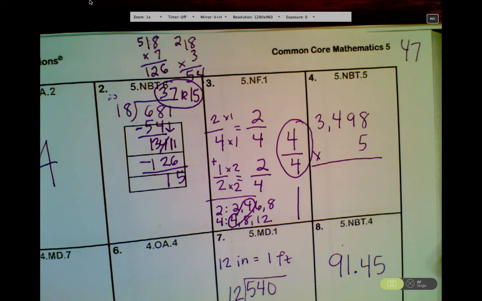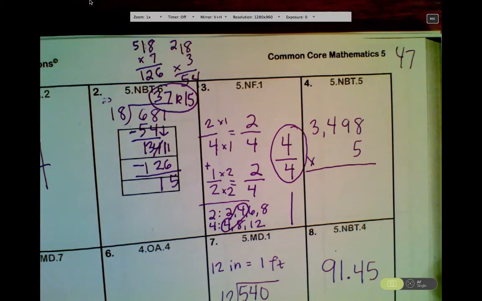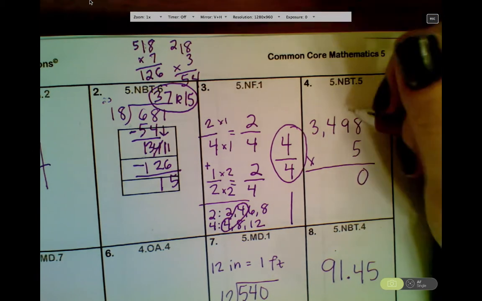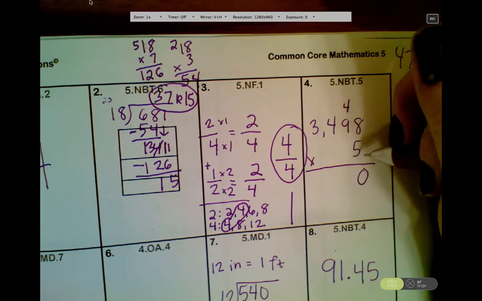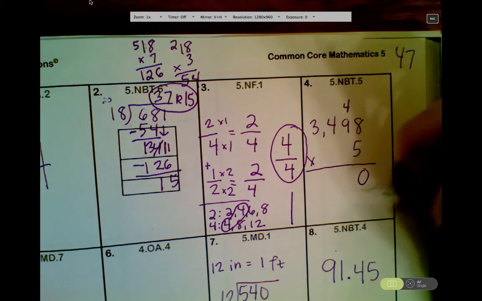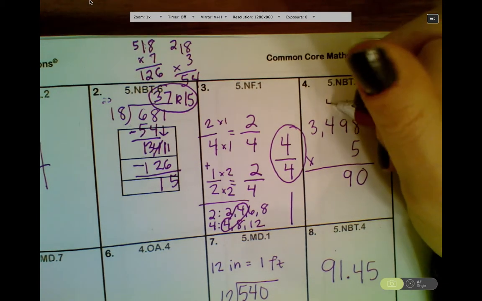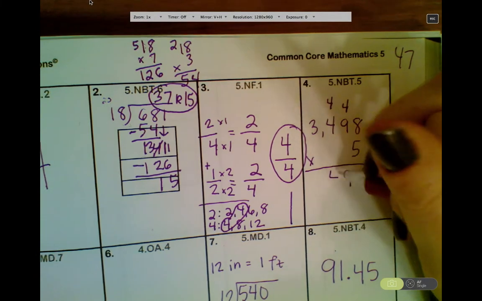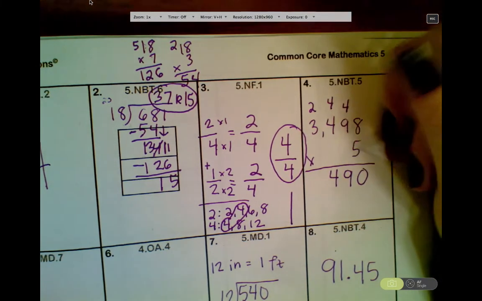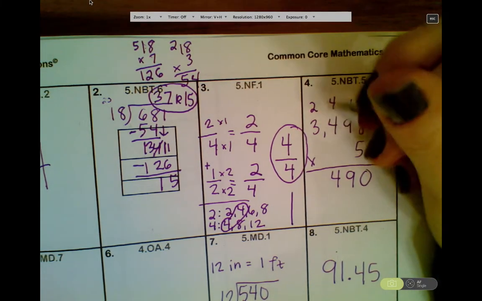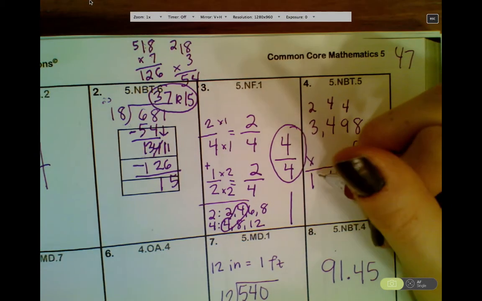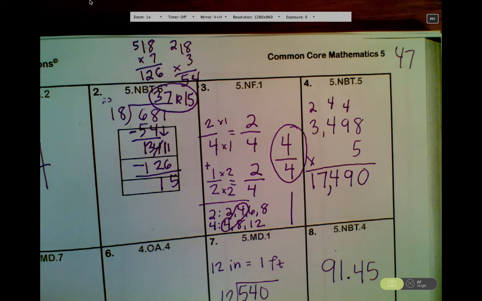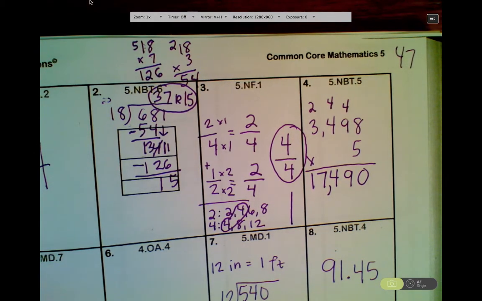Number 4, 3,498 times 5. 8 times 5 is 40. 9 times 5 is 45, plus 4 is 49. 4 times 5 is 20, plus 4 is 24. 5 times 3 is 15, plus 2 is 17. My answer is 17,490.